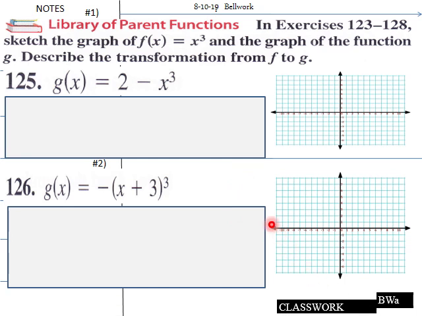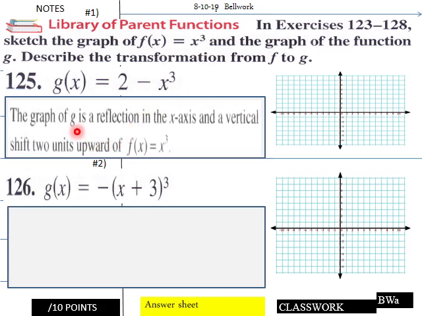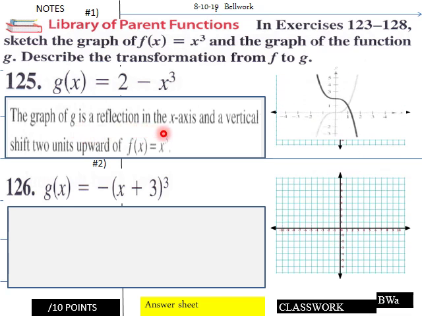Okay, welcome back for our solutions to today's bell work. Up here, 2 minus x cubed. Then down here, the negative of x plus 3 cubed. Up here, the graph of g is a reflection in the x-axis. Here is your f of x, x cubed. That's that one. And this one is a reflection in the x-axis and a vertical shift 2 units up. So we go 2 units up.